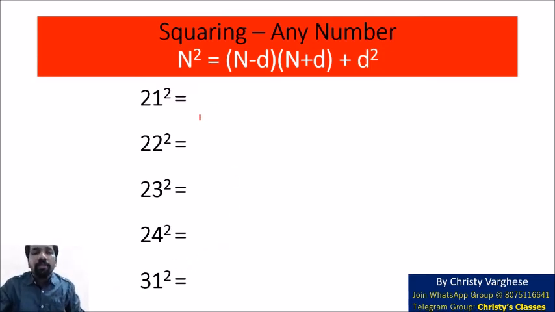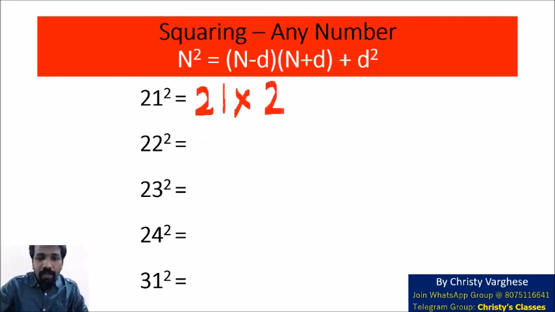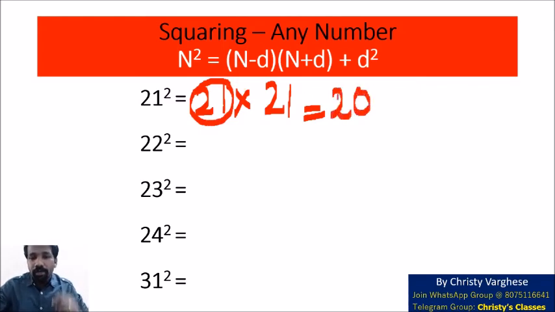To find squares of any number, we are just using a very small idea: n minus d into n plus d. For example, if it is 21 square, what is it? 21 into 21. But 21 into 21 is time consuming. To multiply with 21 is difficult. So we are making 21 as 20. You reduced 1, which means in the next number you have to add back that 1. Very simple idea. Instead of multiplying 21 into 21, you are doing 20 into 22.